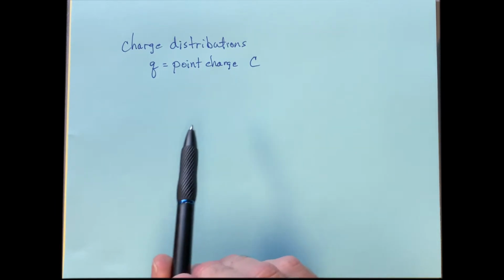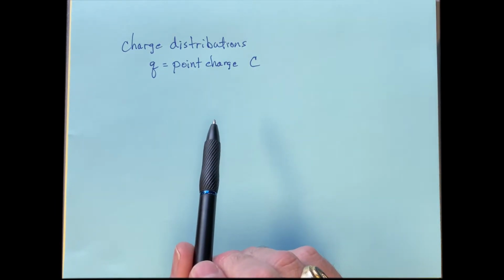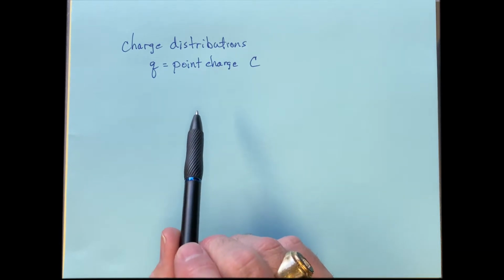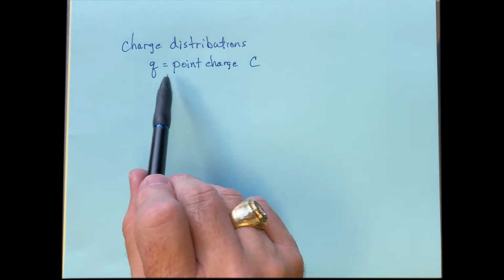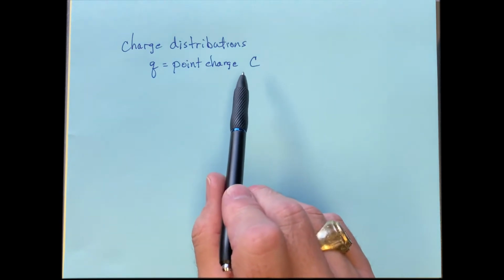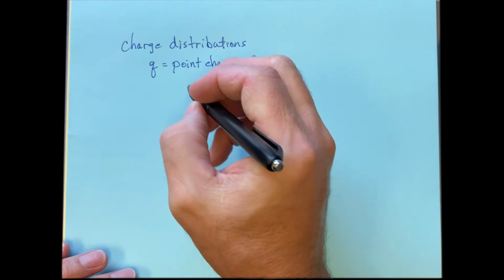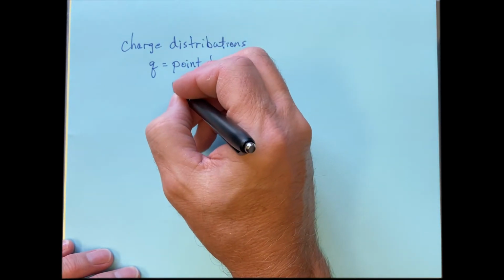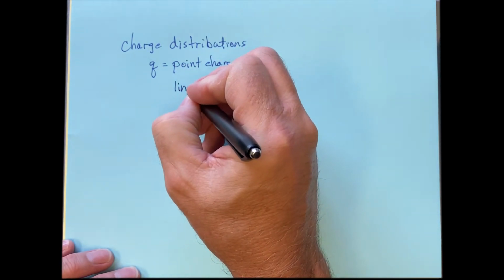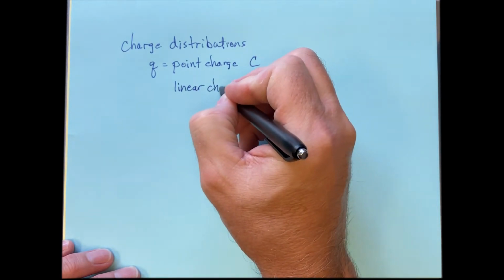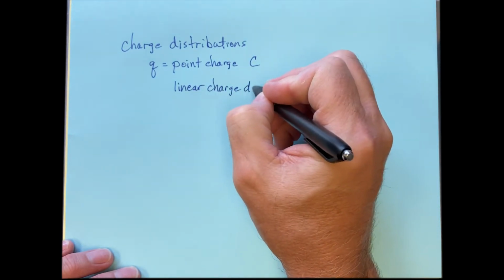So all of the charge reduces down to effectively a point in space. And we'll use the symbol Q to represent that point charge, and it has a unit of coulombs. However, as we go into this, we're going to encounter more difficult or more complicated charge distributions. One of the first ones that we will encounter is called a line of charge. And a line of charge will have a linear charge distribution.